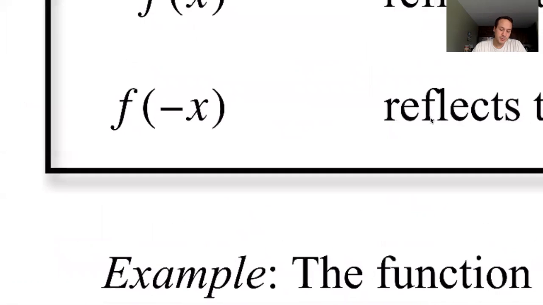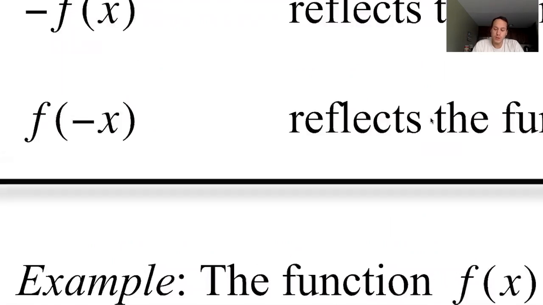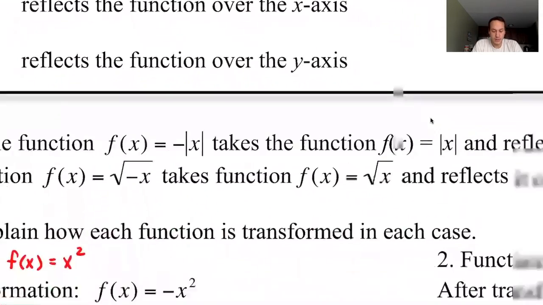If on the inside of parentheses, now remember, when we say the inside of parentheses, we mean on the inside of parentheses, on the inside of absolute value brackets, on the inside of the square root symbol. Those are going to be reflections over the y-axis, okay?